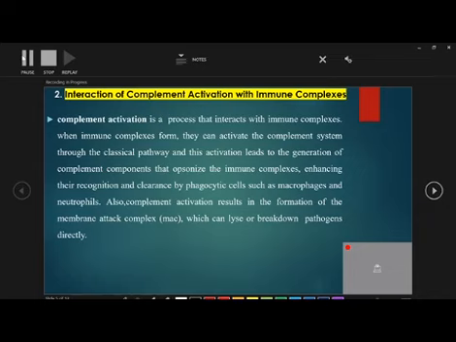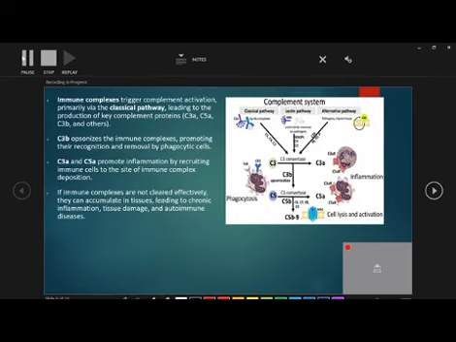First of all, complement activation is the process that interacts with the immune complexes, whereby they activate the complement system through 3 pathways: classical pathway, lectin, and alternative. Complement activation leads to the formation of membrane attack complexes, which leads to breakdown of pathogens immediately. So let's dive into the diagram.